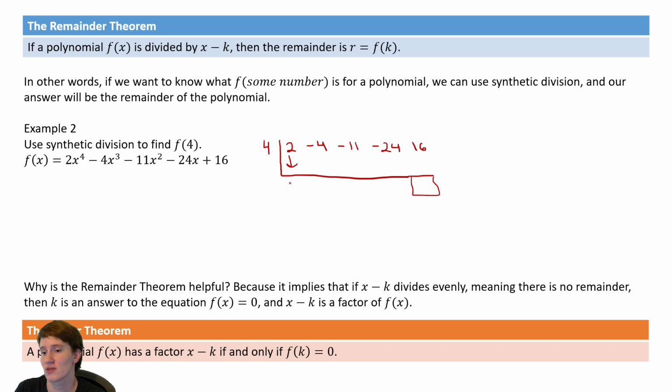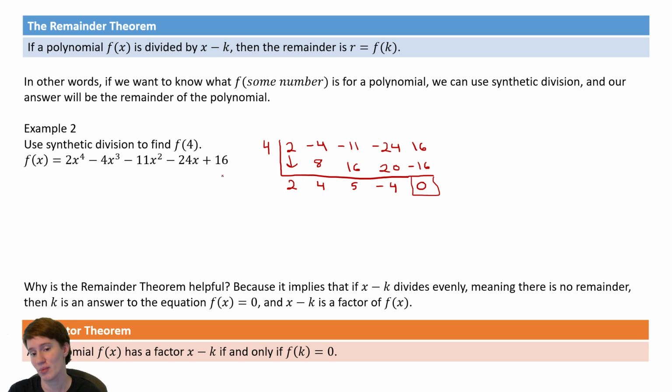So here's synthetic division. You drop the first number. 4 times 2 is 8. Negative 4 plus 8 is 4. 4 times 4 is 16. Negative 11 plus 16 is 5. 4 times 5 is 20. Negative 24 plus 20 is negative 4. And 4 times negative 4 is negative 16. So these add and get 0. So f of 4 is 0.